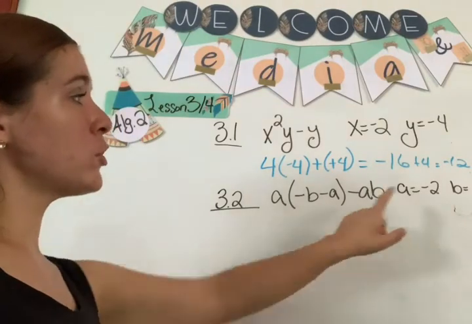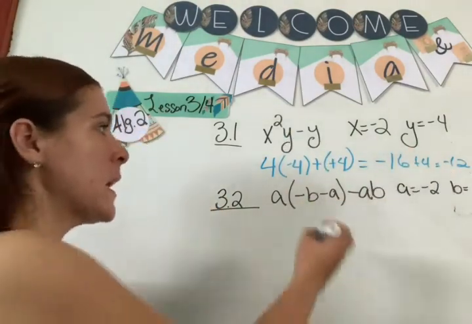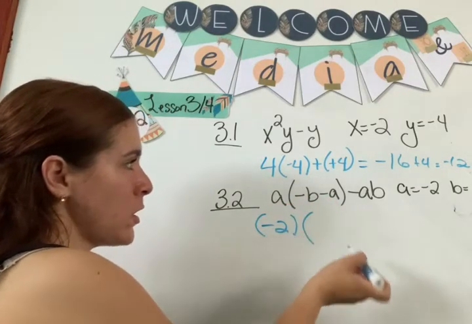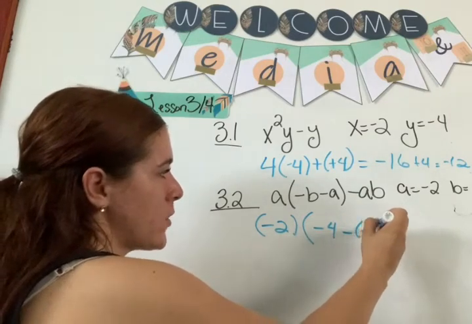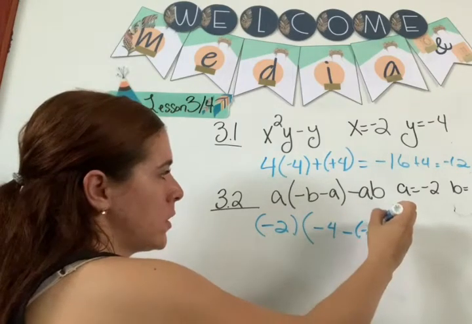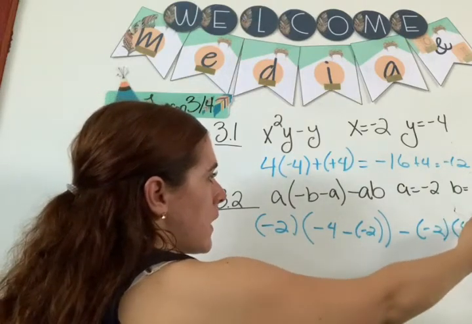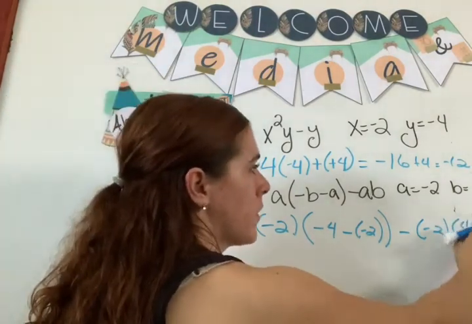Same thing with example 2, because you have -2 for A and -4 for B. So here we go, let's do this. We have a -4 minus a -2 minus a -2 times a 4, right? That was a horrible parenthesis, sorry.